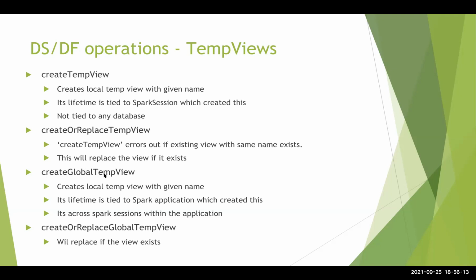There's createGlobalTempView. It creates a tempView with the given name. Now here's a difference: its lifetime is tied to the Spark application which created it, whereas here it was the Spark session. One application can have multiple Spark sessions also. So let's say you have two sessions, session 1 and session 2, in your Spark application, and you create tempView 1 with Spark session 1. You can't access it in Spark session 2; you can access it only within Spark session 1. But if you create a global tempView, then you can access it across sessions.